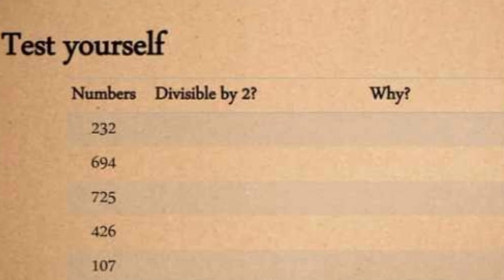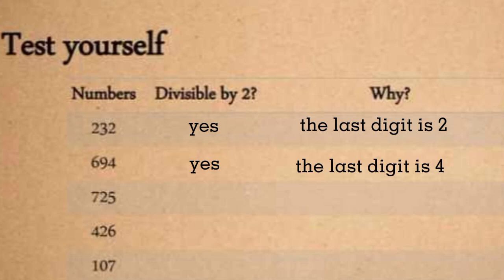Okay, number 1, 232. Is it divisible by 2 or not? The answer is yes. Why? The last digit is 2. Who got the correct answer? Very good. Number 2, 694. Is it divisible by 2 or not? The answer is yes. Why? The last digit is 4.